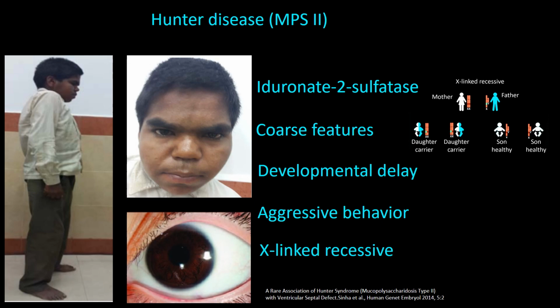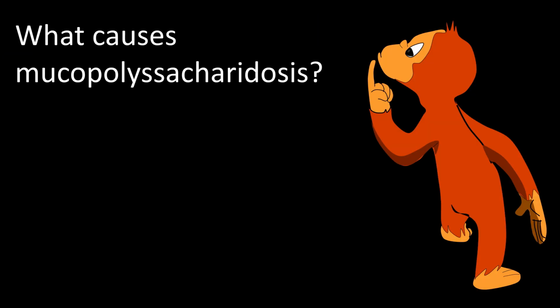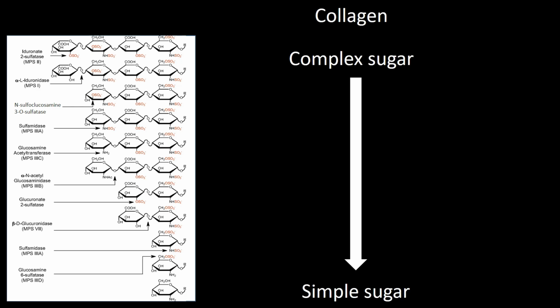Hunter and Hurler's diseases are mucopolysaccharidosis. The cornea is not affected in patients with Hunter disease. So, what causes mucopolysaccharidosis? This is a sample of an enzyme catabolic pathway for mucopolysaccharides. This is the pathway that transforms complex sugar from collagen to simple sugars.